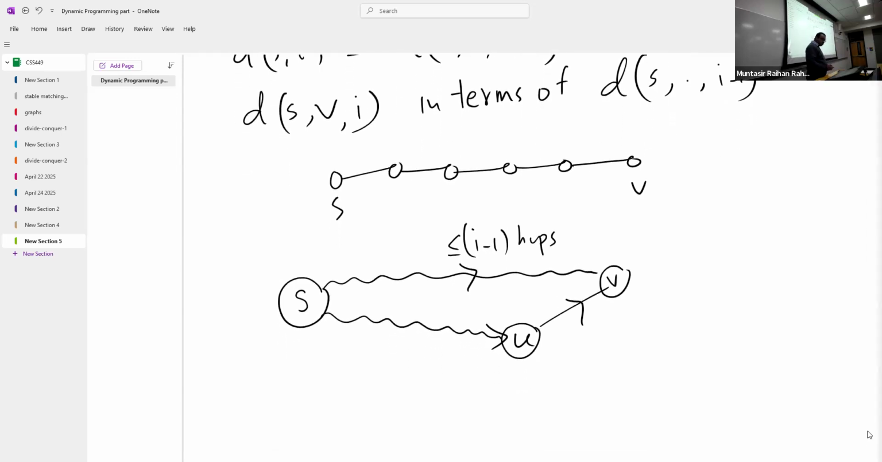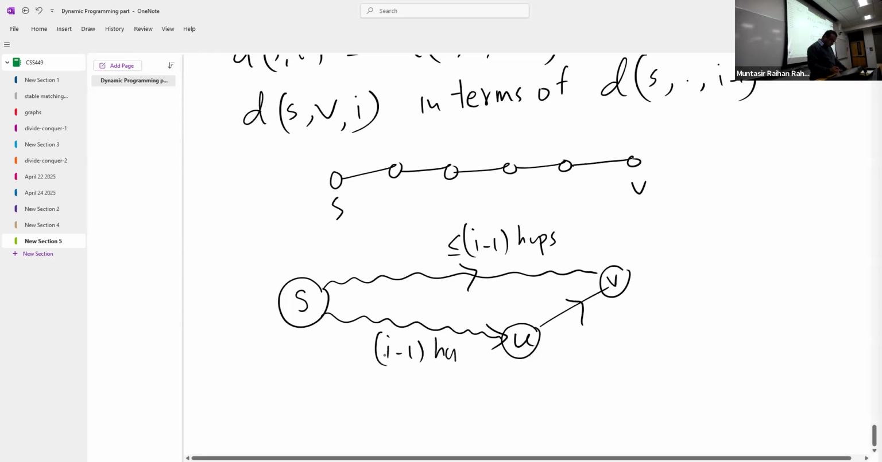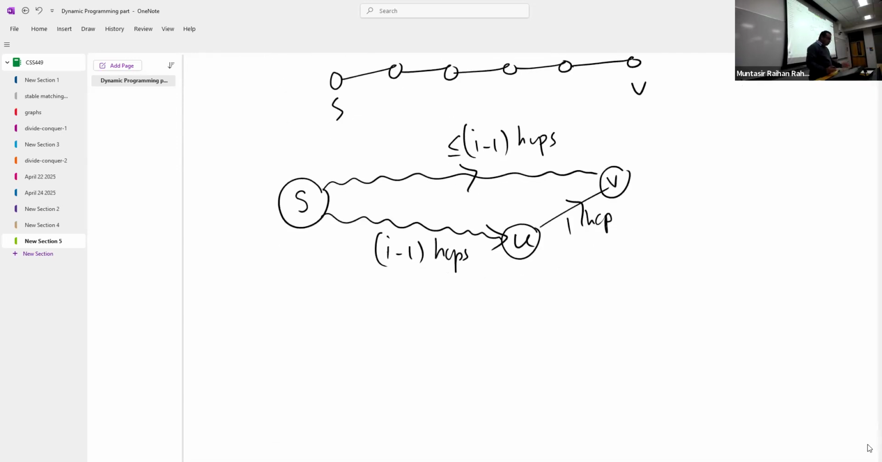But then the other option is that this path, right? Now you want this whole thing to have at most I hops, and then this is 1 hop, and then this has to be I minus 1 hops, right? So that case is that this is I minus 1 hops, and this is just 1 hop. And now basically there are two possibilities, and you find the minimum of them, right? So this is how I can write it.